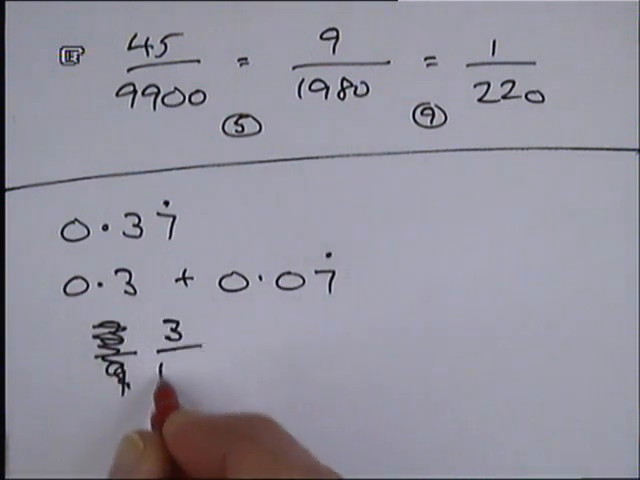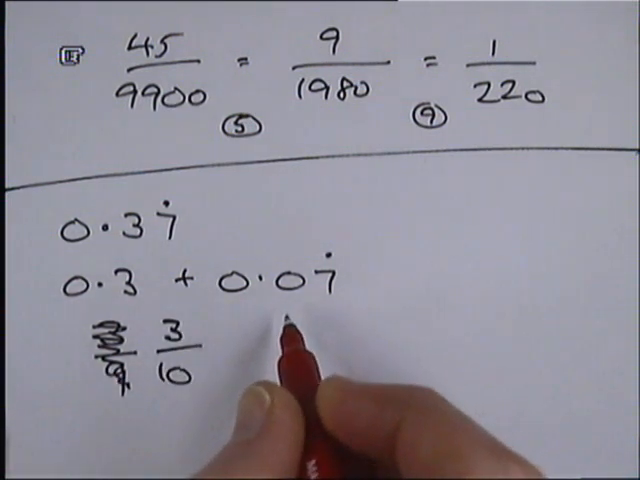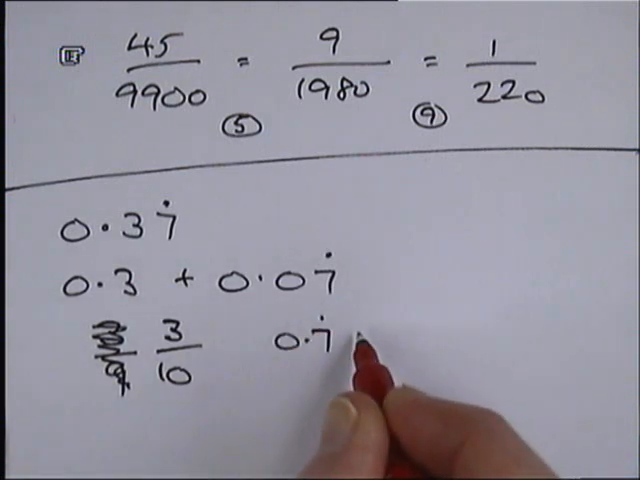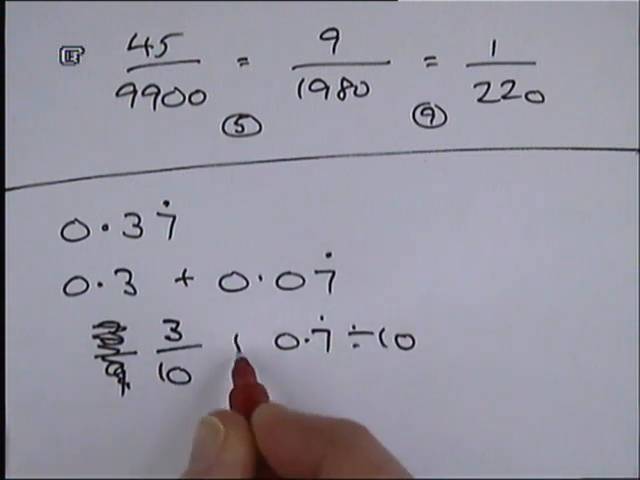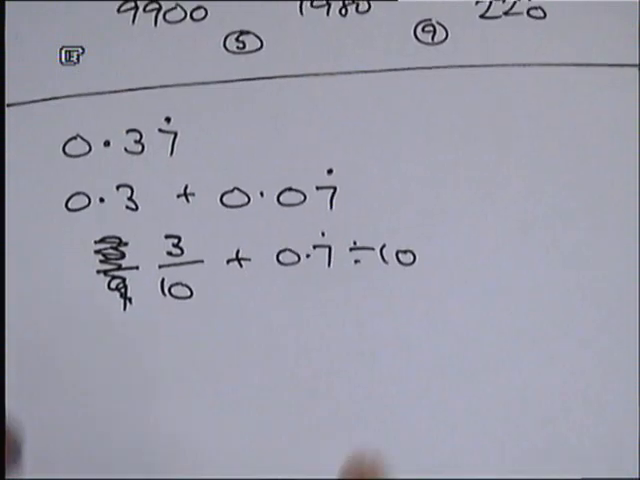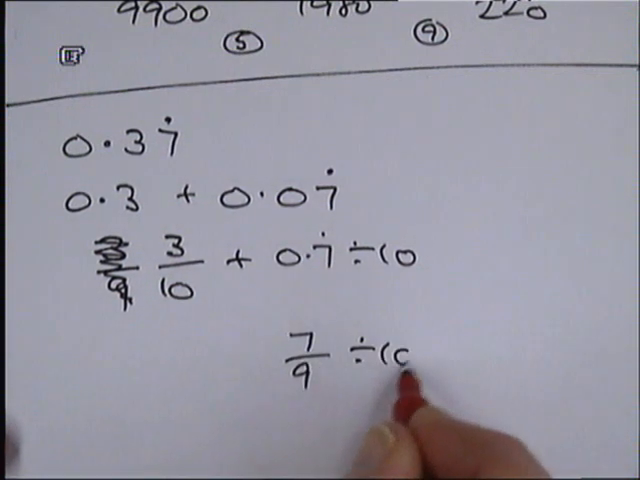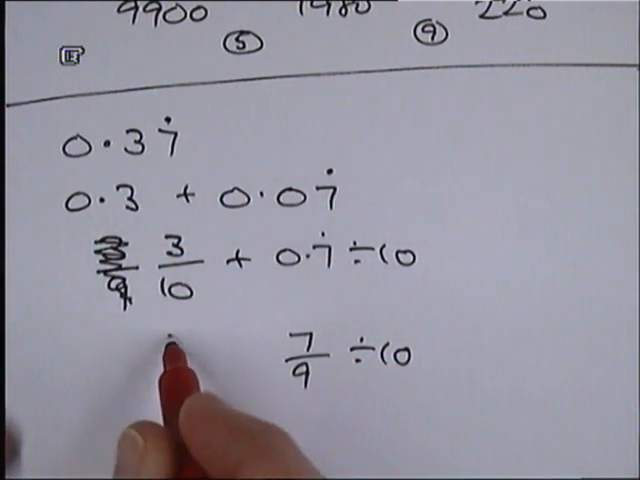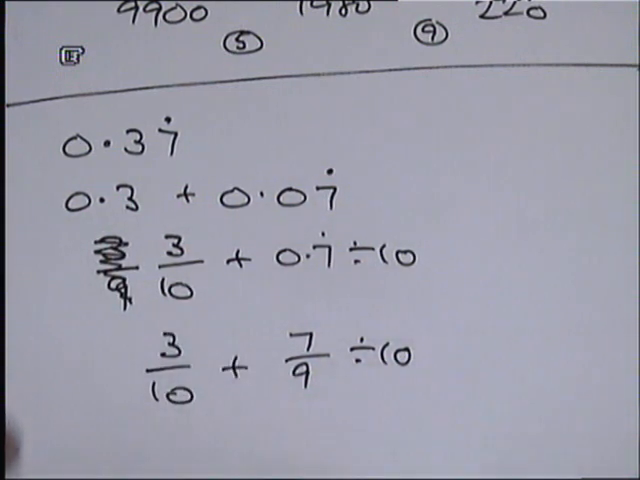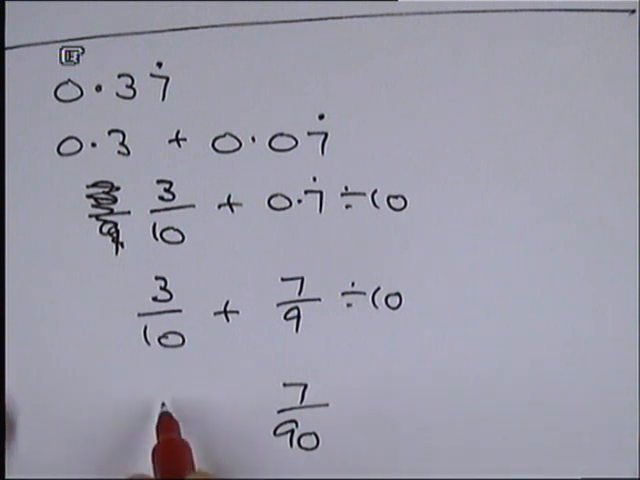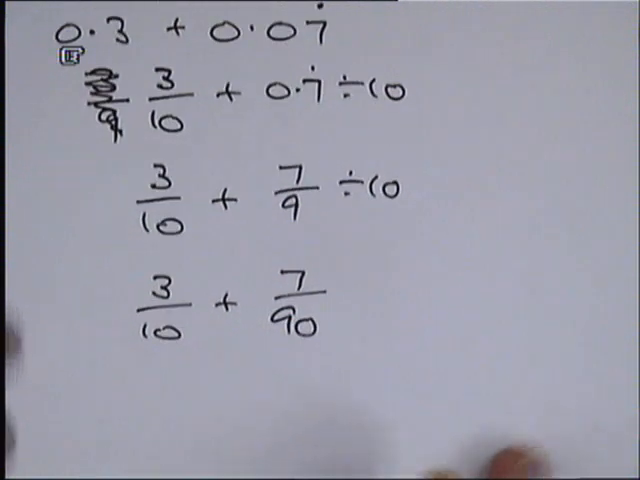0.3, that's the same as 3/10. Over here, this 0.07 recurring, that's the same as 0.7 recurring divided by 10, using what we did earlier on. 0.7 recurring is 7/9. I have to divide that by 10, and I mustn't forget the 3/10 at the beginning for the 0.3. 7/9 divided by 10 is 7 over 90, using the same method as earlier, and over here I've got my 3/10. I now need to add these fractions together.